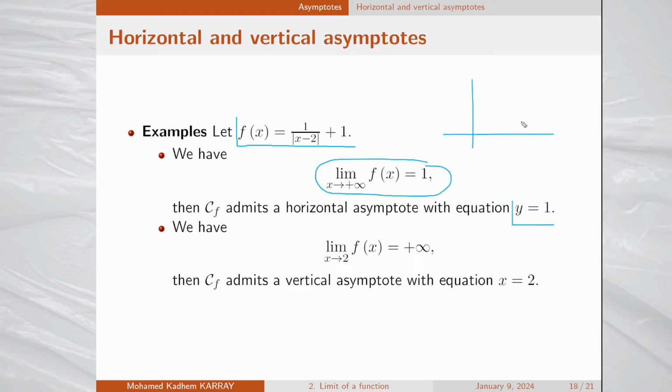The limit is 1, so the function is decreasing. So we have a limit equals 1, and this line here is a horizontal asymptote. On the other hand, the limit of f as x goes to 2 equals plus infinity. I make a figure. This is the value 2. The function f goes to plus infinity as x goes to 2. So the curve of f admits a vertical asymptote of equation x equals 2.